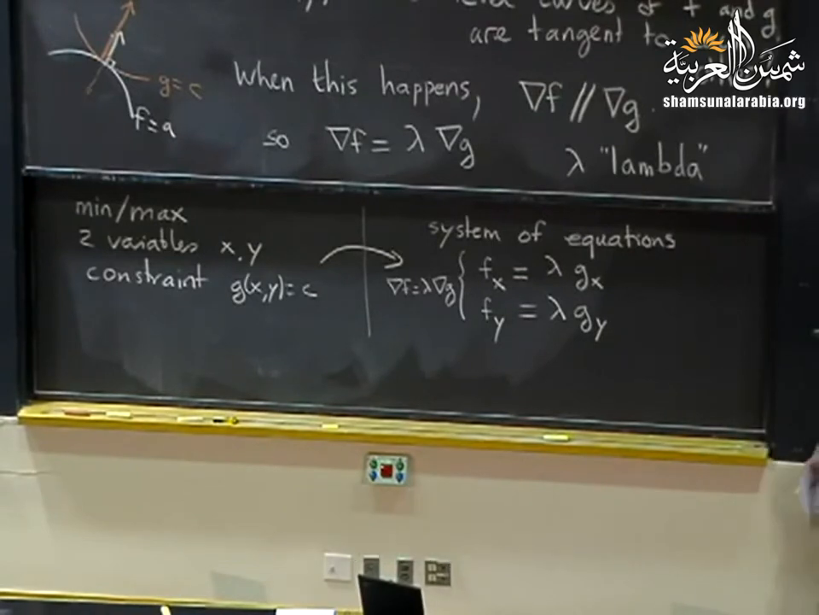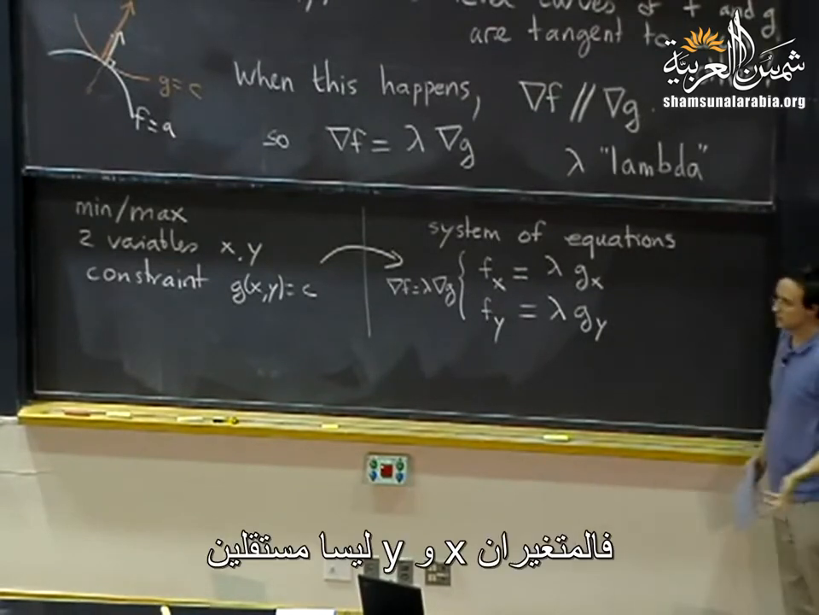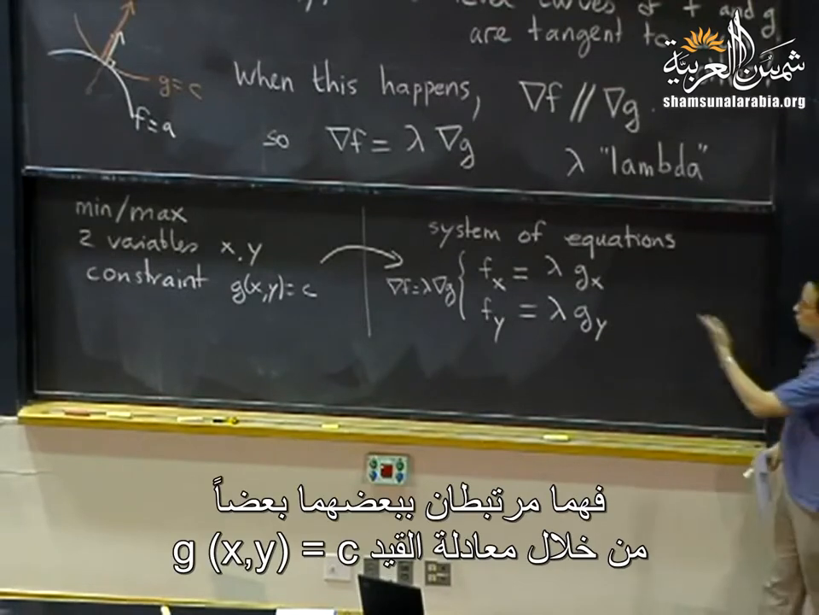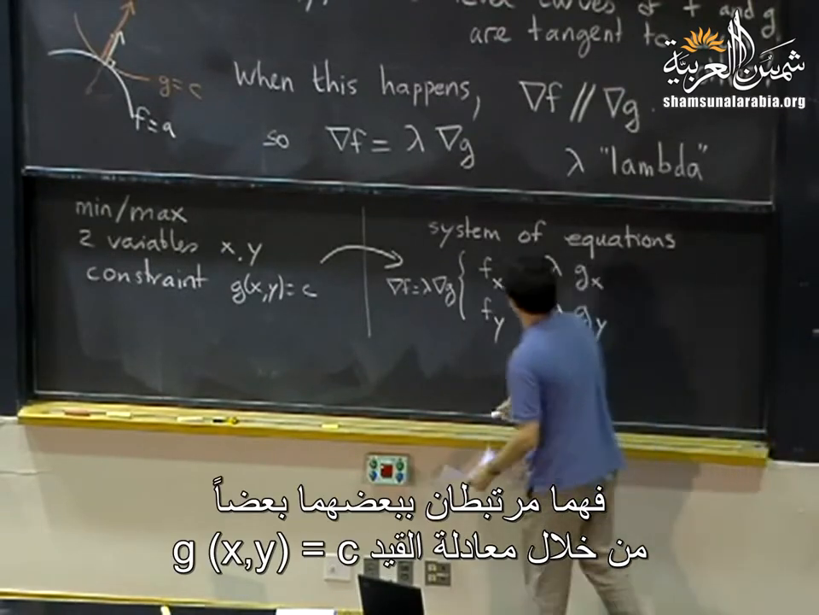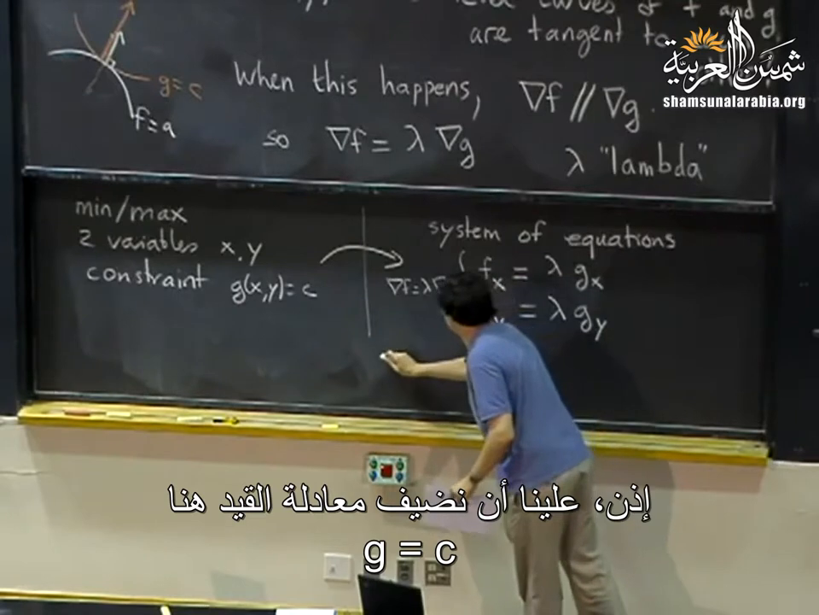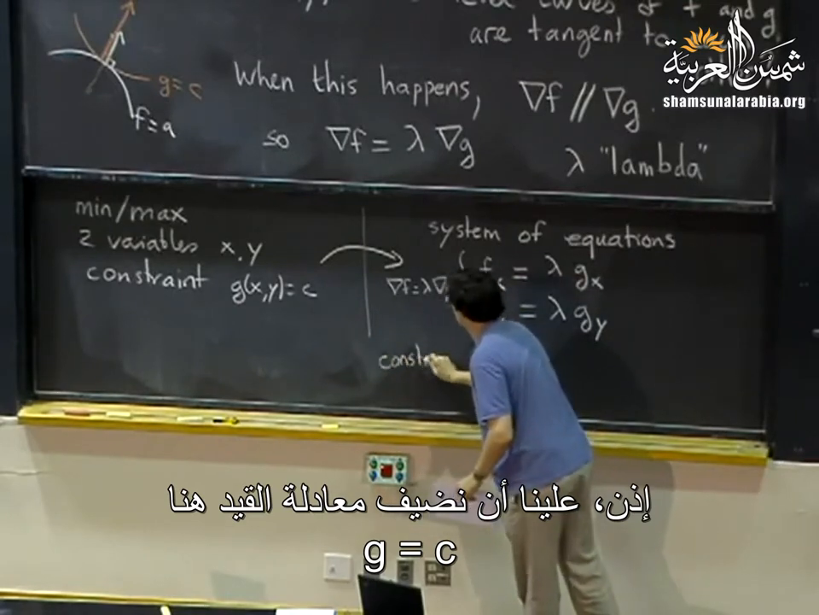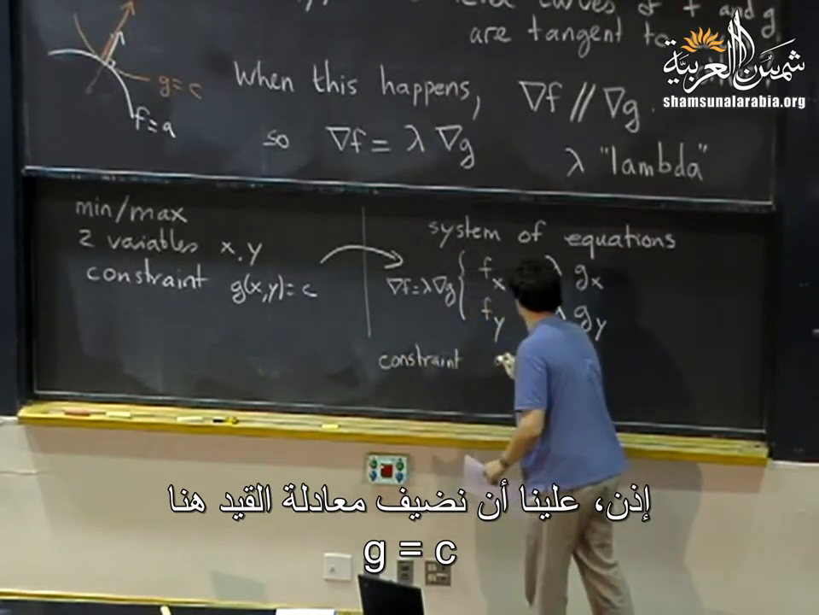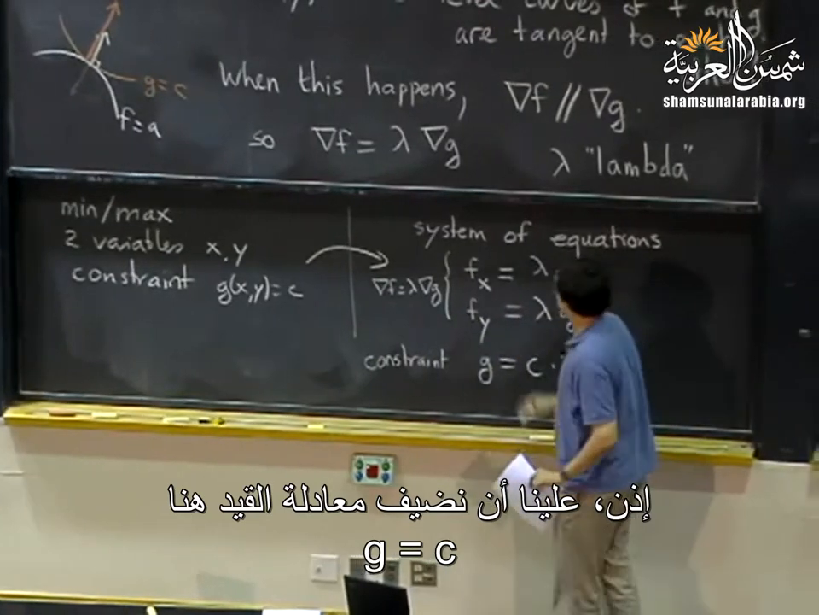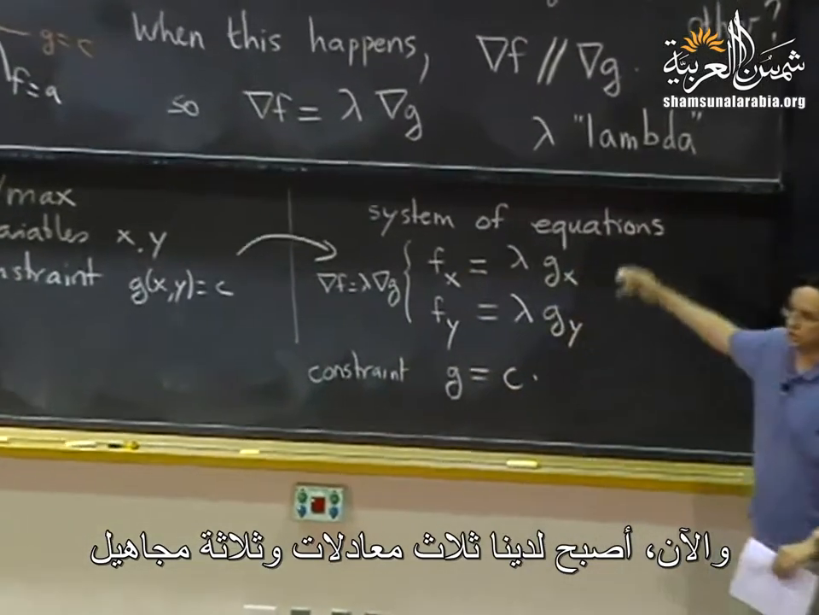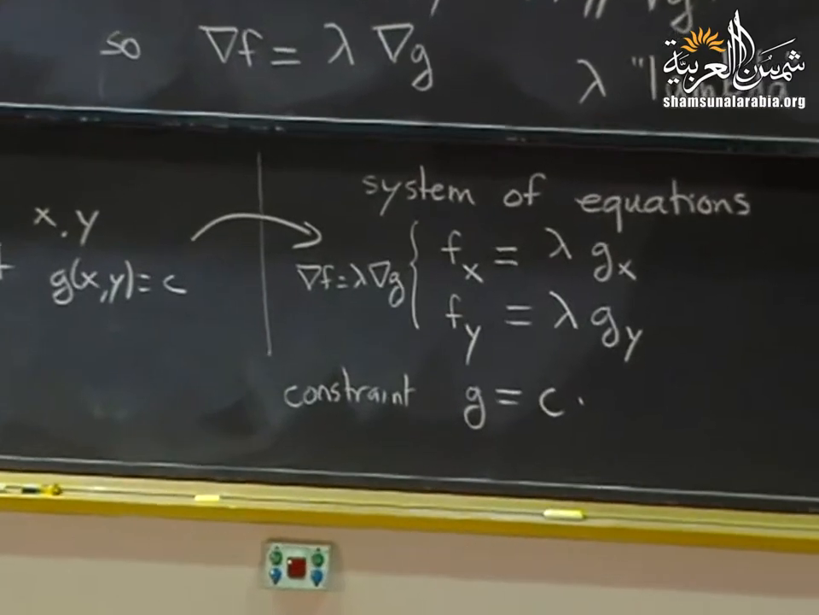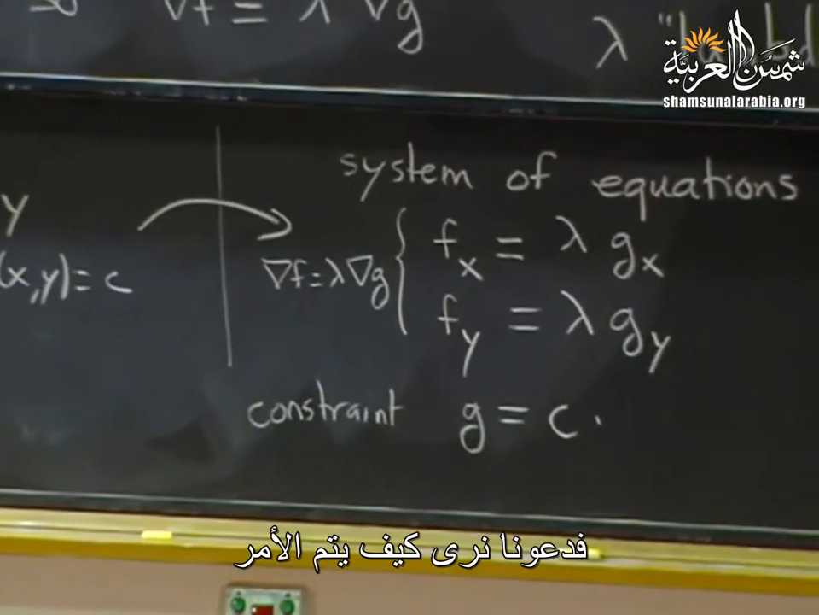Well, yeah, x and y are not actually independent. They're related by the equation g of x, y equals c. So we need to add the constraint g equals c. And now we have three equations involving three variables. Okay, let's see how that works.